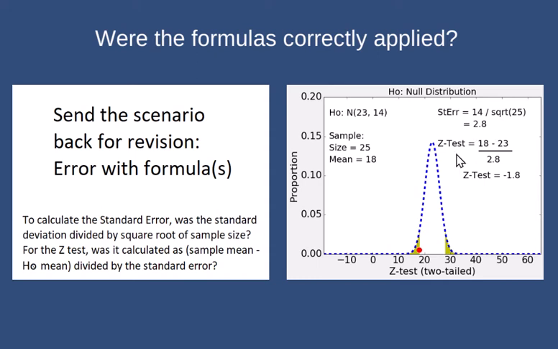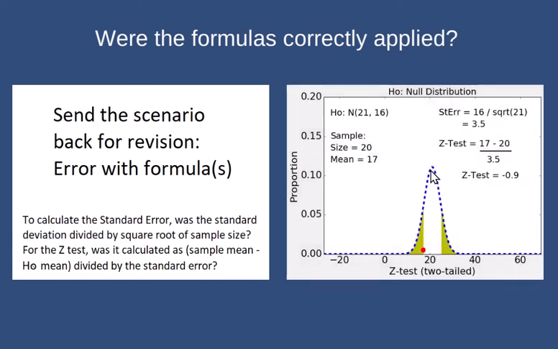For the z-test, it is calculated as the sample mean minus the population mean divided by the standard error. So our sample mean should be 18, that's correct, and the population mean should be 23, that's correct, and it's divided by the standard error. So this scenario is correct. We can go ahead and click on it.